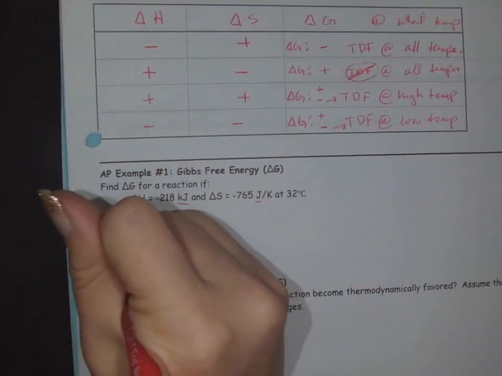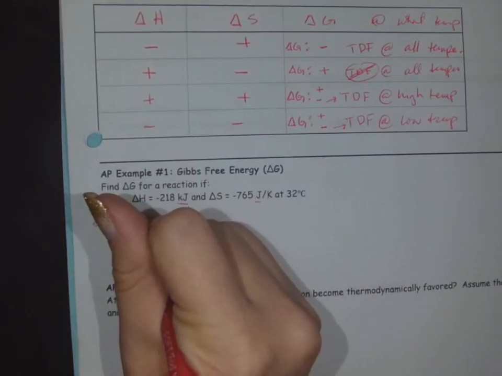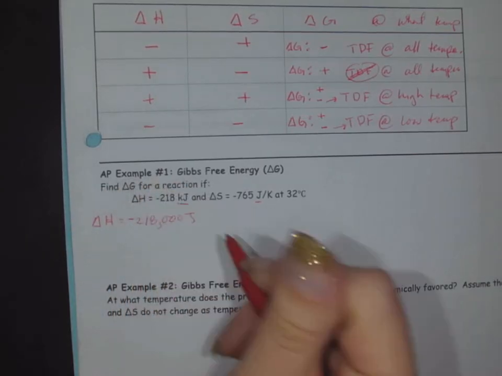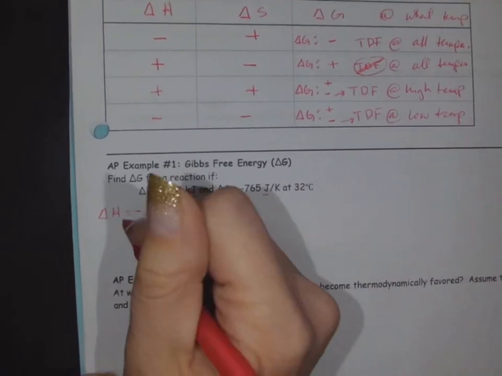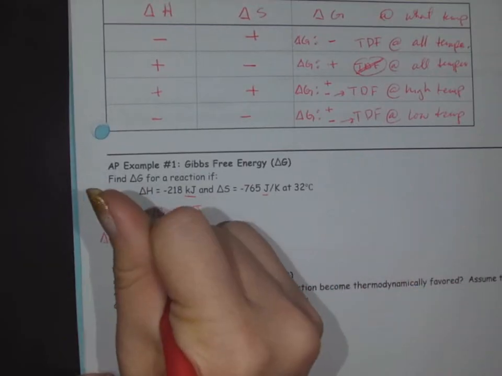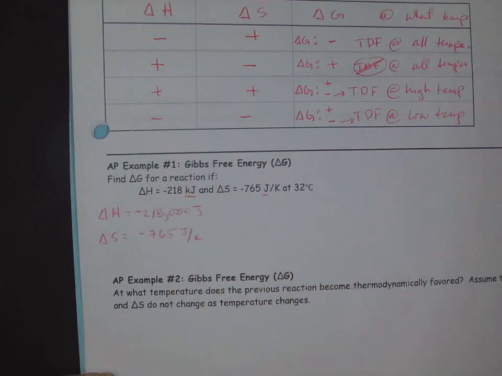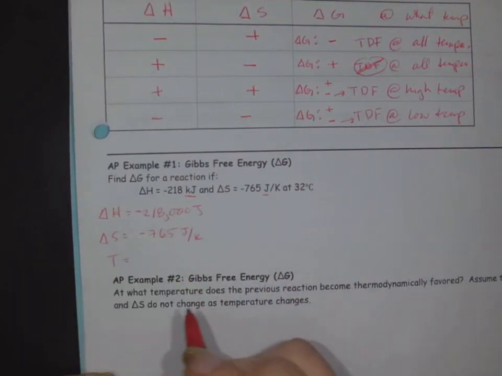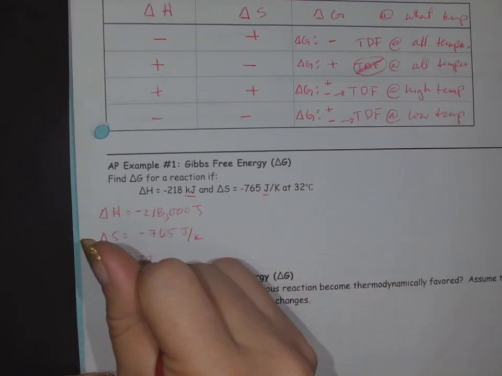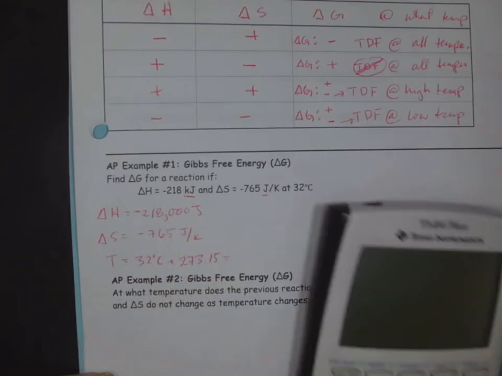How about we do delta H, we could change it to joules, so this would be 218,000 joules, because this one's already in joules. So then our delta S is going to be negative 765 joules per Kelvin. Oh, our temperature is in Celsius, and we need it to be in Kelvin. So take your 32 degrees Celsius and add 273.15 to make it Kelvin.